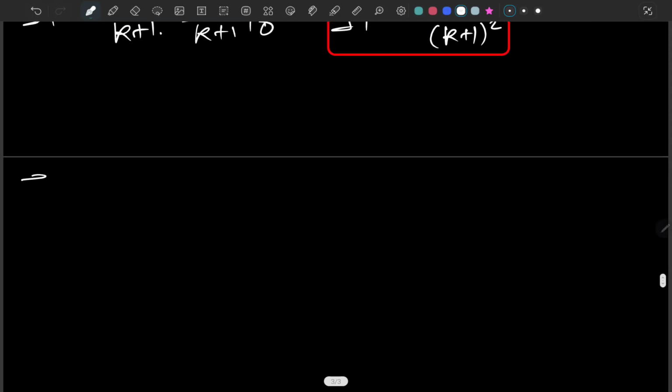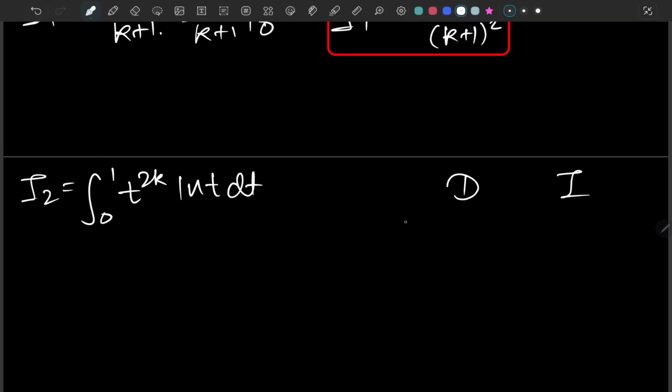So I'm considering I2 equals integral from 0 to 1 t to the 2k times ln t dt. So again using the DI method, it's ln t, 1 over t, and integrating gives t to the 2k plus 1.